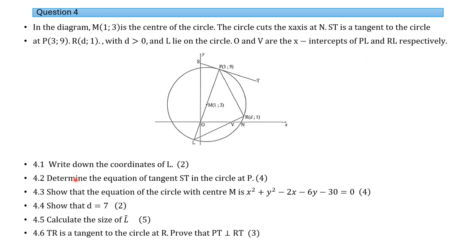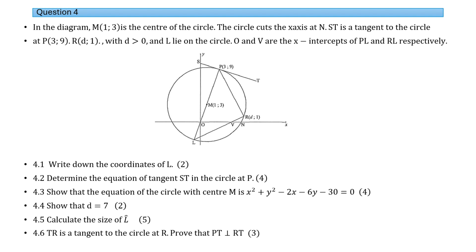Alright, number 1, write down the coordinates of L. Determine the equation of the tangent ST at P, 4 marks. Show that the equation of the circle with M can be given by that equation there. Show that d there is 7. Calculate the size of L. Then TR is the tangent to the circle at R. Prove that PT is perpendicular to RT. So I say pause, see what you can answer.